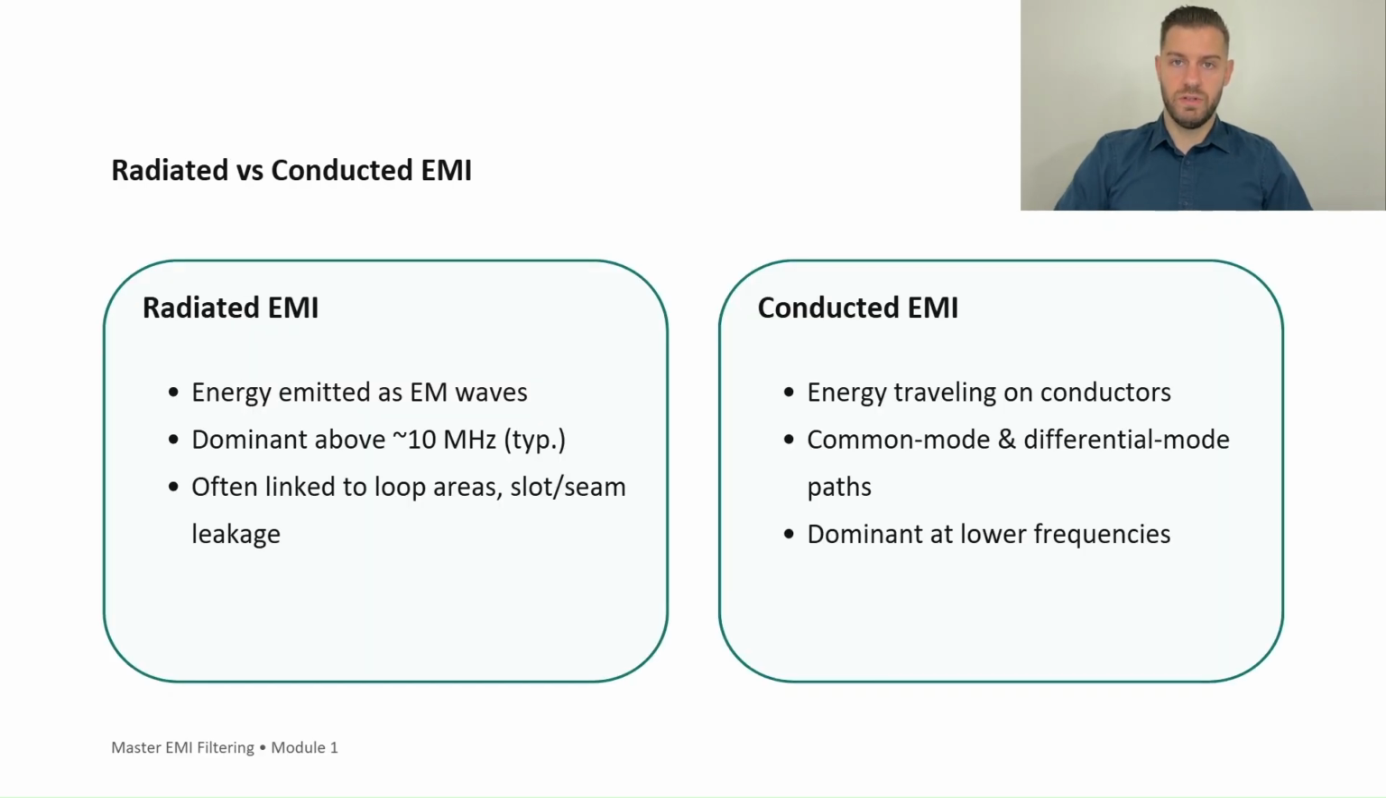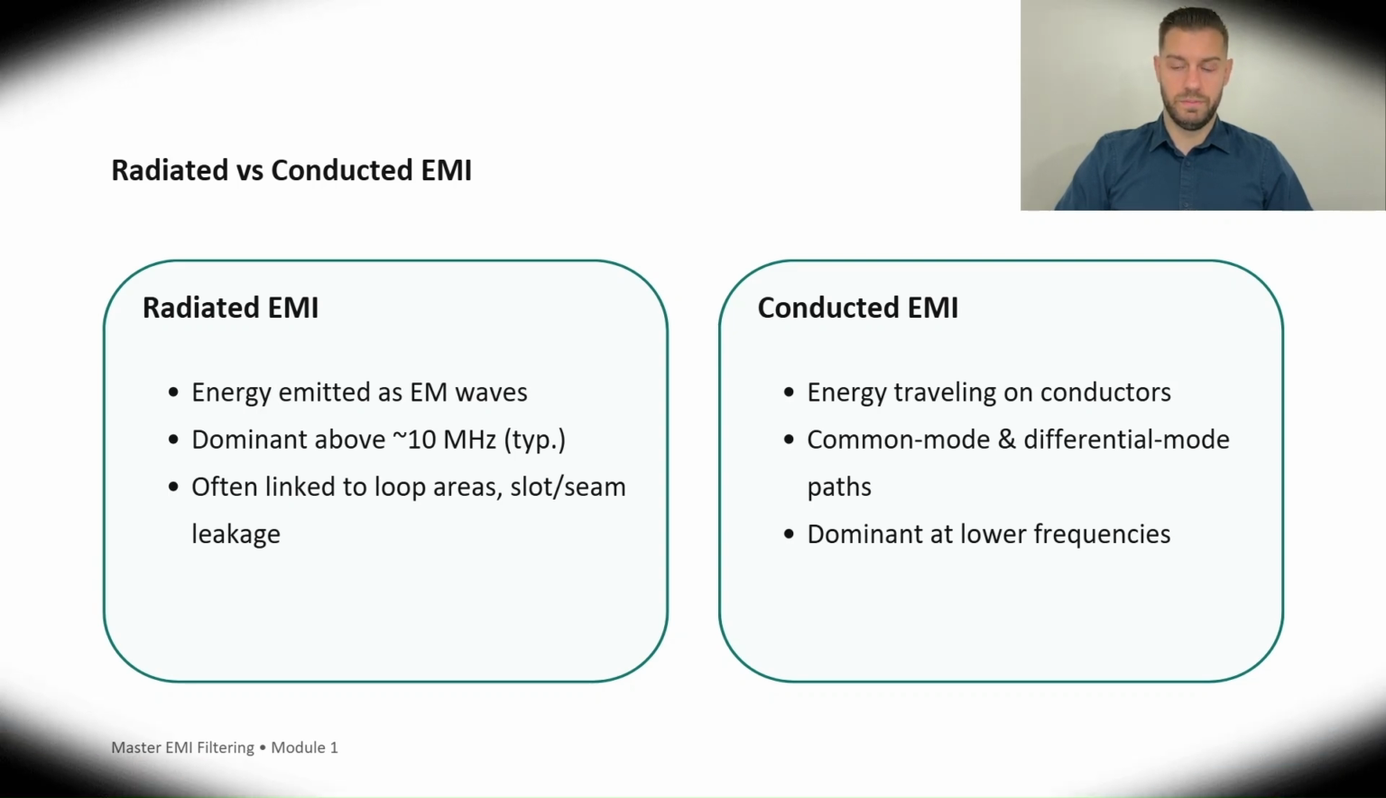So what are the major differences between radiated and conducted EMI? Radiated EMI is energy traveling as electromagnetic waves, and is mostly dominant above 10 MHz. Conducted EMI, on the other hand, travels through physical means like wires, but it's mostly dominant at lower frequencies. I'm talking like 100 kHz and above.